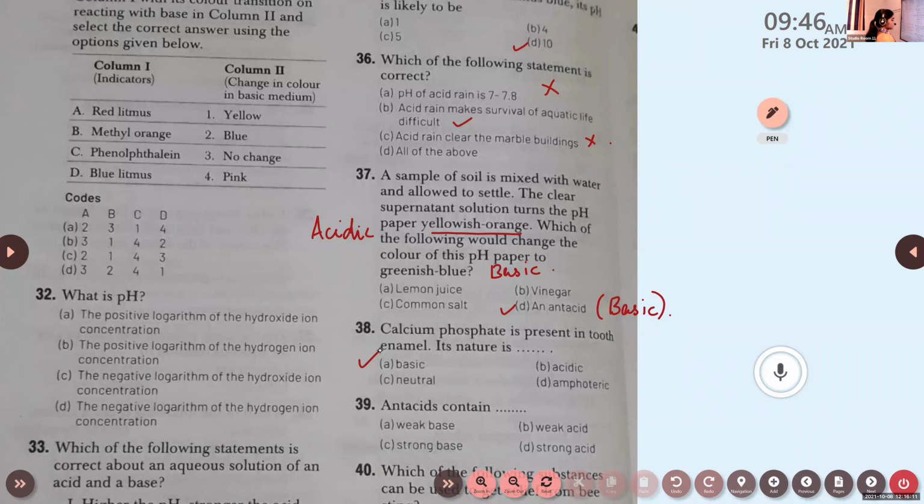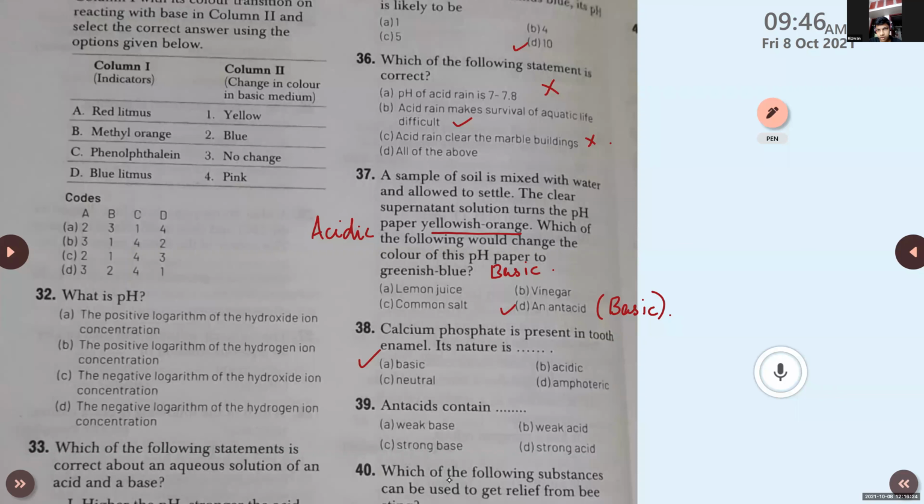Then question number 39. Antacids contain option A weak base, option B weak acid, option C strong base, option D strong acid. Antacids. It's a base. Strong base or weak base? Weak base. Okay. Antacids contain weak base. Clear? Yes, ma'am.